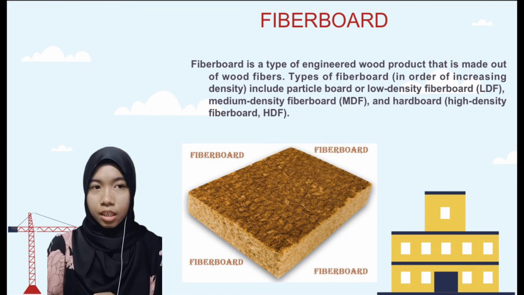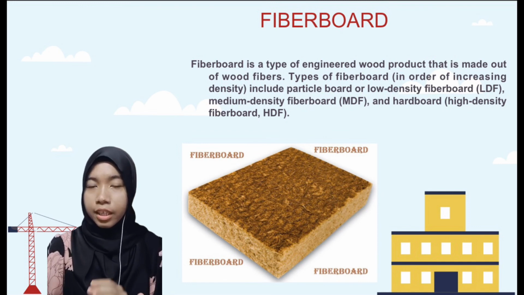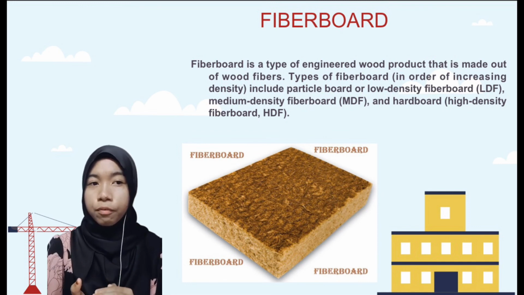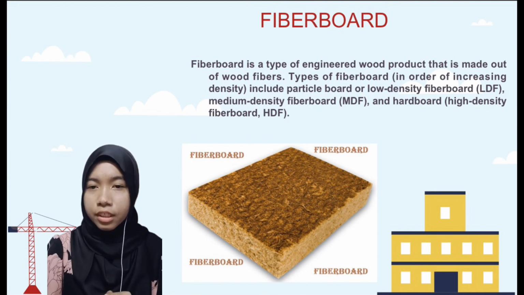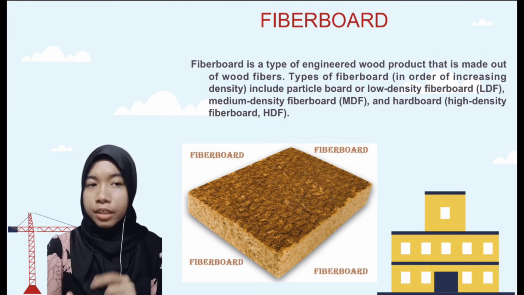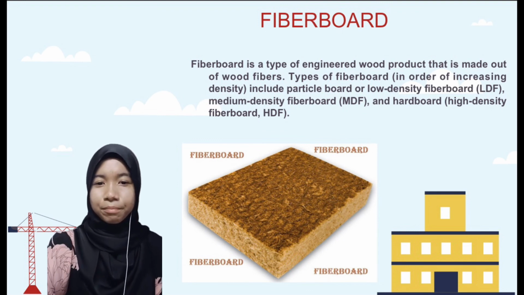Fiberboard is a type of engineered wood product that is made up of wood fibers. Types of fiberboards in order of increasing density include particle board or low density fiberboard (LDF), medium density fiberboard (MDF), and hardboard (high density fiberboard, HDF).